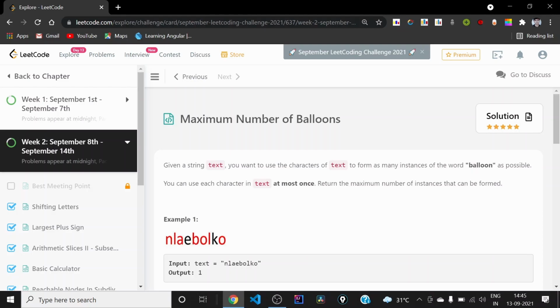But for L and O, we need to divide the frequency of L's and O's in the text by 2, because we need 2 L's and 2 O's for each balloon to be formed. This is the basic approach. After finding all these possible balloon counts, considering only one character each, we can take the minimum of all those to know how many instances of the word balloon can be formed.